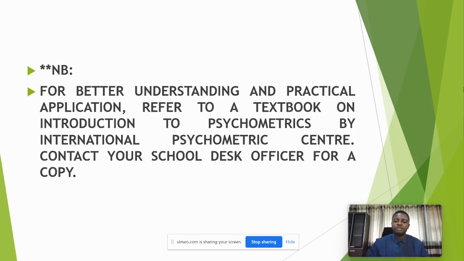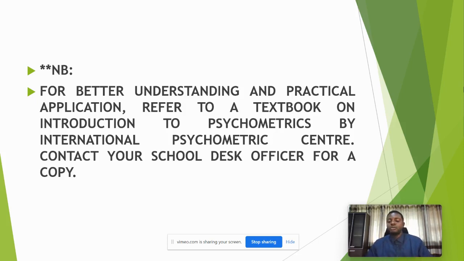And psychometrics also is defined from different perspectives, from the psychological, from the sociological, and from different aspects of definitions. And then we talked about areas where psychometrics can be used, and we have mentioned a few.